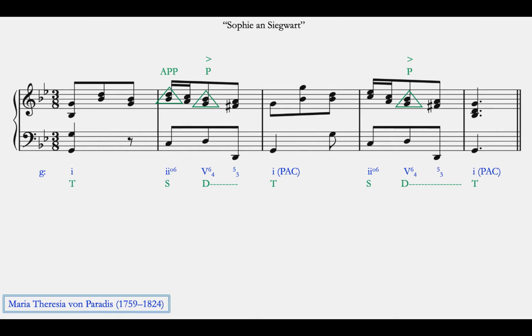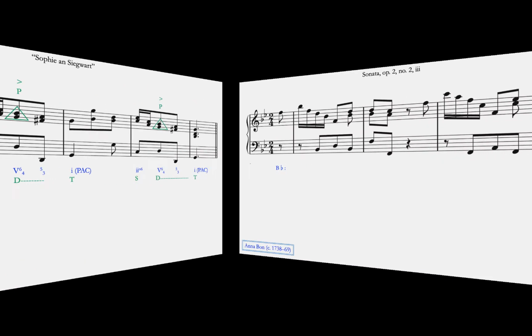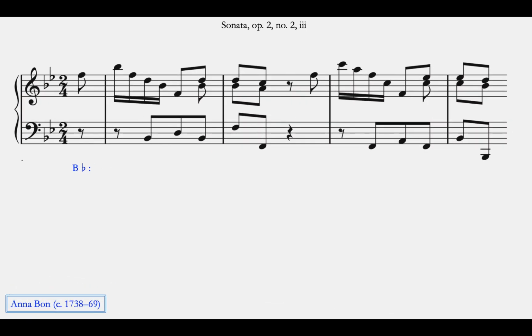Essentially the same thing repeats in bars 3 and 4. And then finally we land on a 1 chord for a perfect authentic cadence. Let's try another example, this one drawn from a keyboard sonata by Anna Bonn.